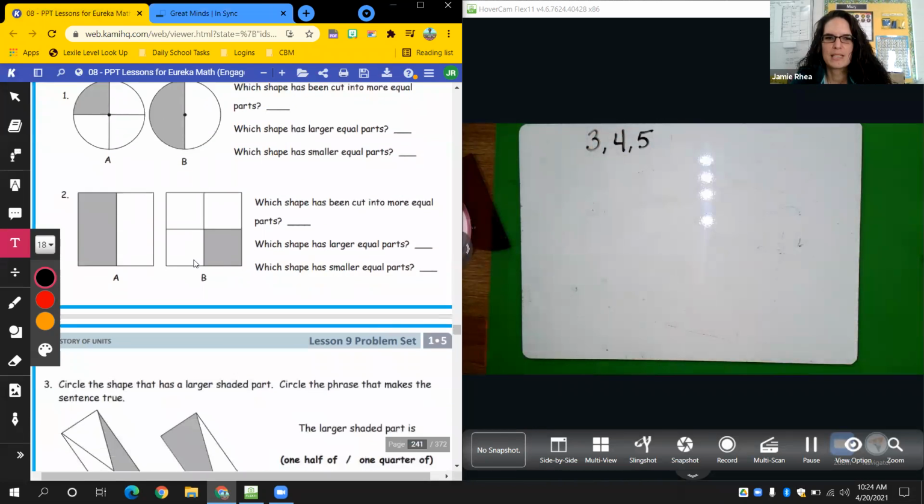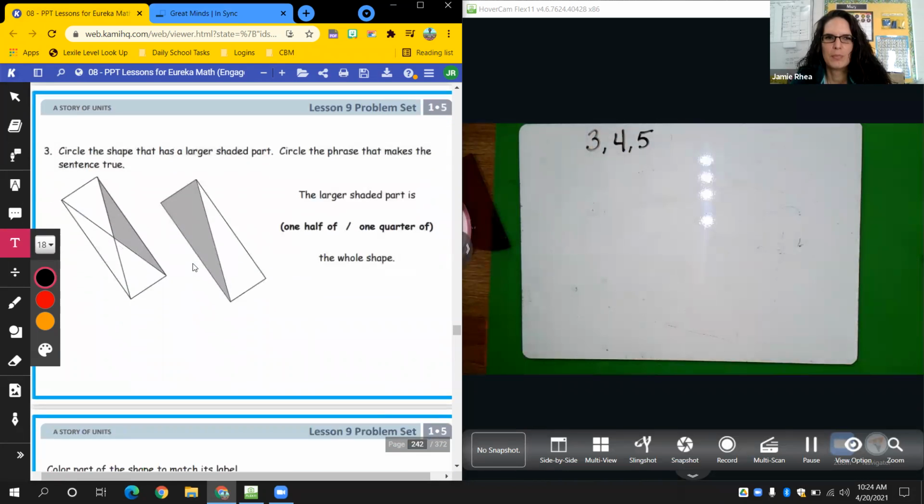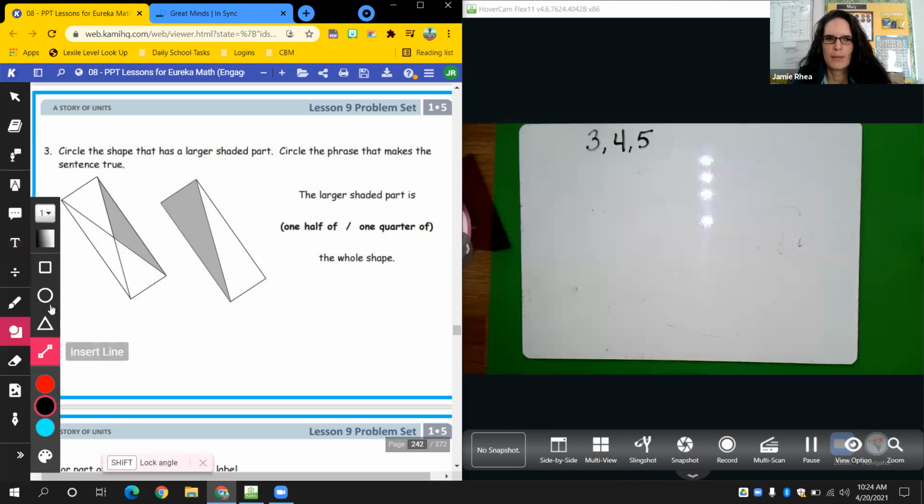3, 4, and 5. So we're going to skip 1 and 2, and let's look at number 3. It says, circle the shape that has a larger shaded part. The phrase that makes the sentence true. Okay, so here's our 2 shapes. Which one is the larger shaded part? I'm going to get my shapes here and find my circle. Well, I'm looking and I see this one has 4, so that's fourths. And if there's 4, that's going to be the smaller. This one has 2. If I shade that one, it's going to be bigger. So I'm going to shade this one.